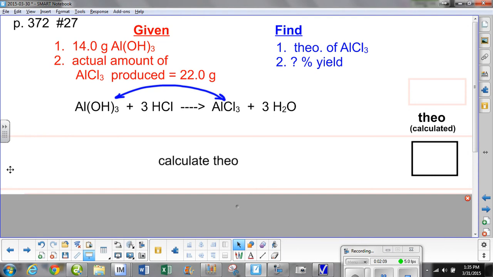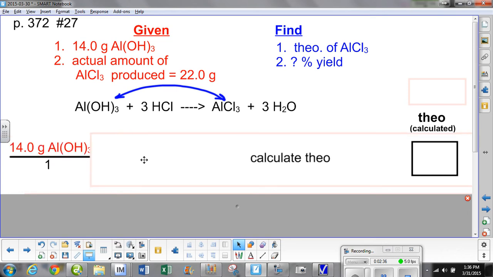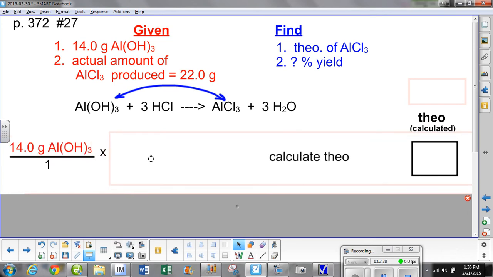So Daniel, would you go ahead and give us what the first fraction should be, or what you have on yours? No, the one you're grading. Come on, say the name. Yes, aluminum hydroxide over 1. Good. Okay, so we're always starting with the given over 1.